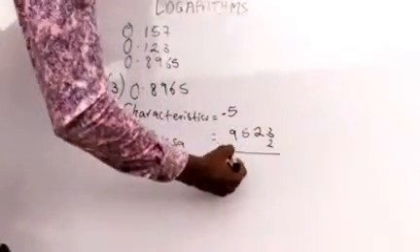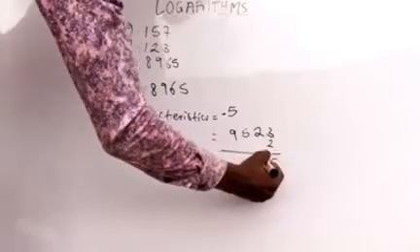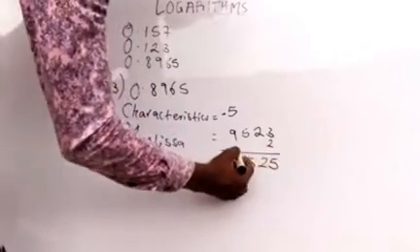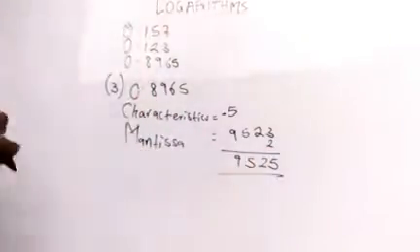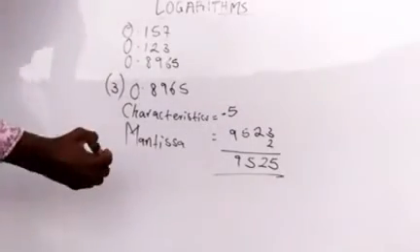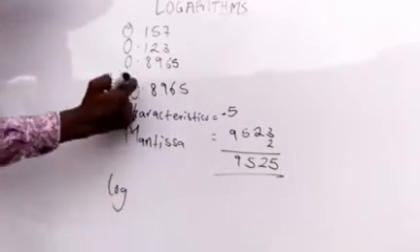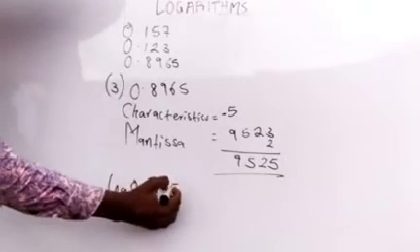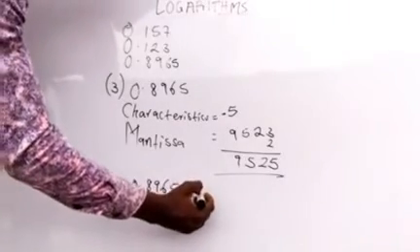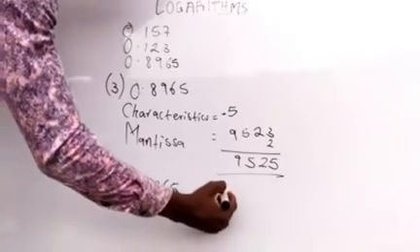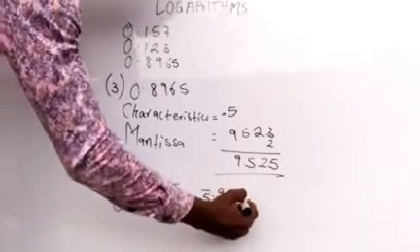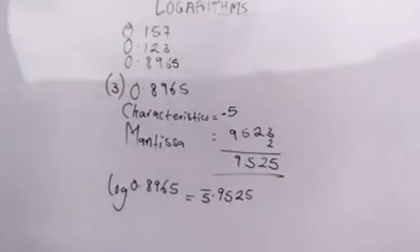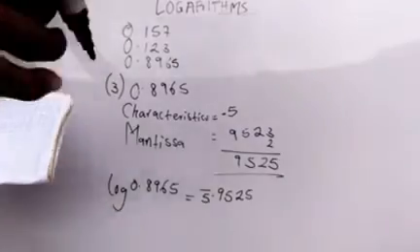Yeah, now let's add it now. You have 5, you have 2, you have 5, you have 9. So what do you have now? 9525. Now you join it together. That is the logarithm of 0.8965, which equals about bar 5.9525. Have a nice day, guys.